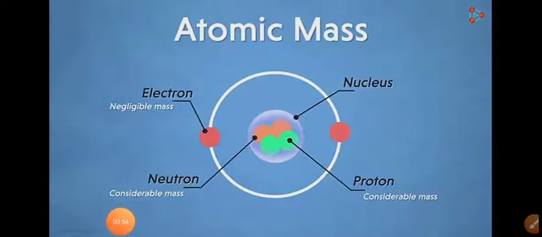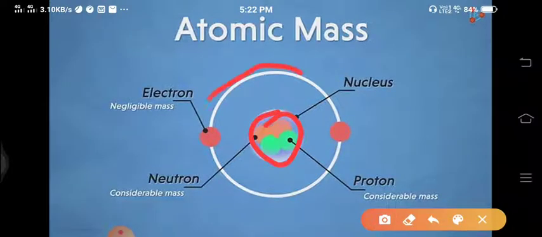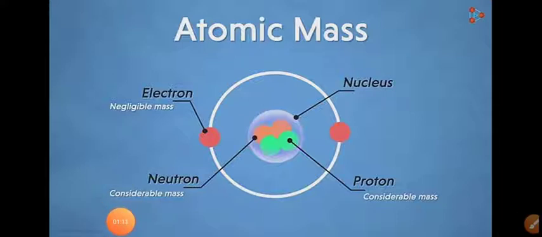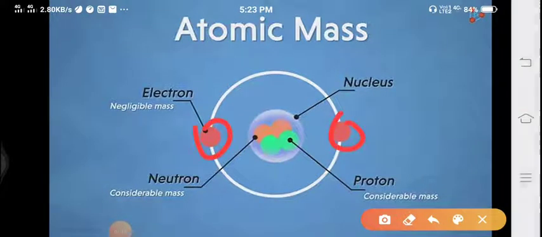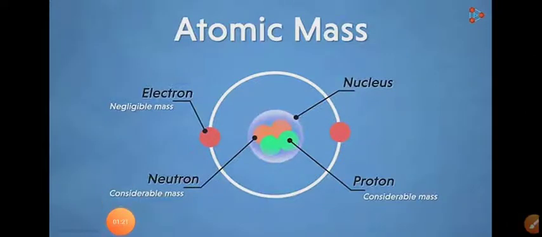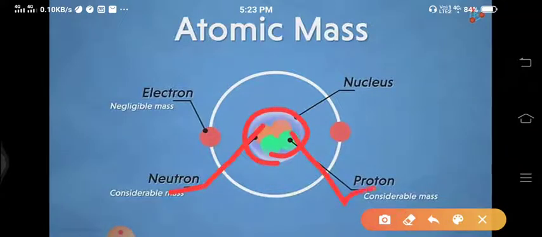To find atomic mass, we consider a structure for an atom. As we know, it has a nucleus and orbits. So first orbit, second orbit are there, but we consider only one orbit here. In the orbit, electrons are moving. They have a negative charge and negligible mass. There is a nucleus. In the nucleus there are neutrons and protons, which have considerable mass.